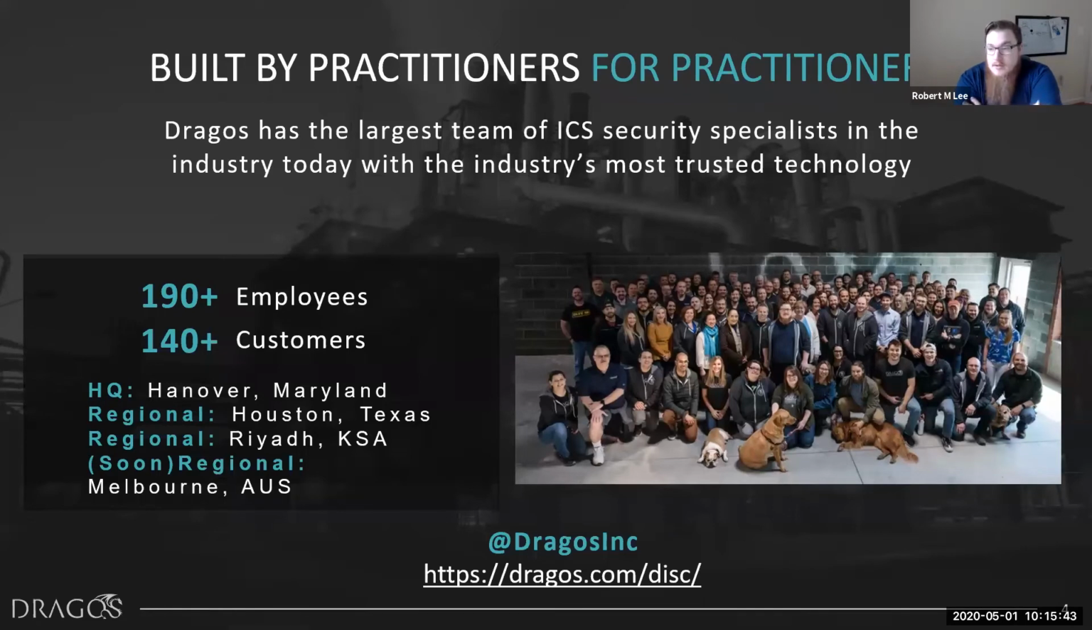So for those of you that have never heard of us before, Dragos is an ICS cybersecurity specific firm, so all we focus on is industrial control system security. We have 190 plus employees, and we've got our headquarters in Hanover, Maryland. We've got another office in Houston, as well as Riyadh. And as soon as the COVID situation is done, we'll finally be able to open up our Melbourne, Australia office. We've got employees there already doing some awesome stuff.